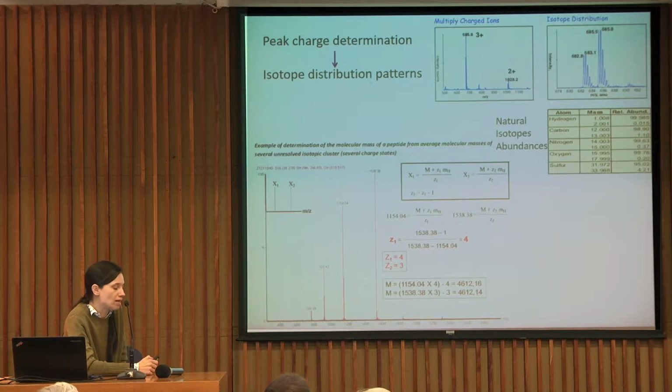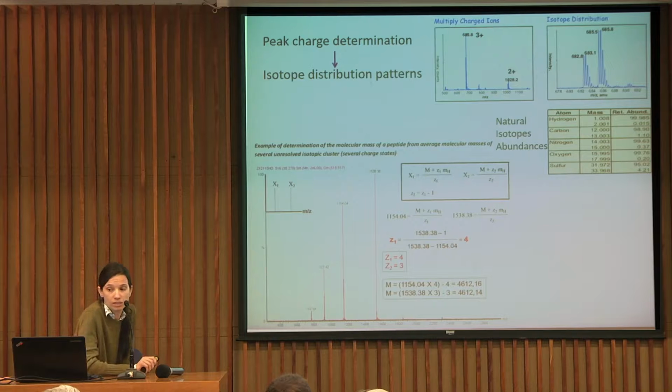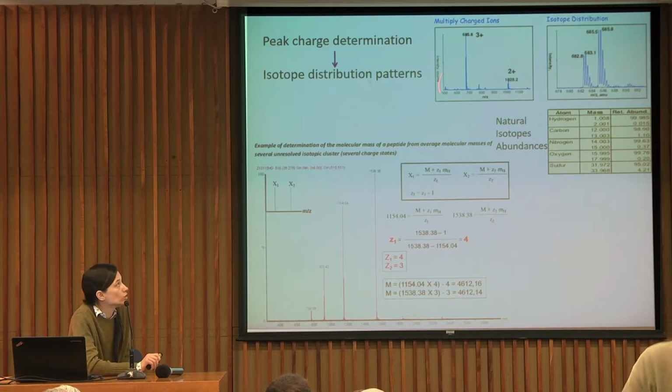How do we find out the charge of a peak? For this, we use the isotope distribution patterns. When you zoom in on a peak like this one that we see over here, which is 685.3, what you actually have is a group of peaks. And why do we have a group of peaks? Because, as you all know, in nature we have groups of natural isotopes for each atom.